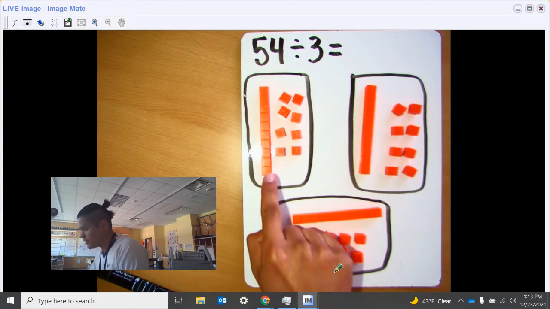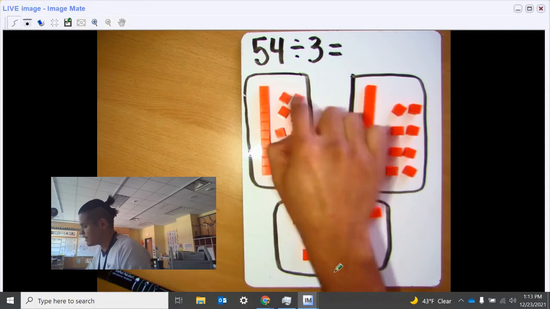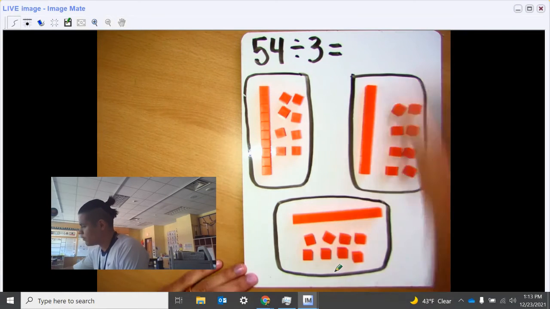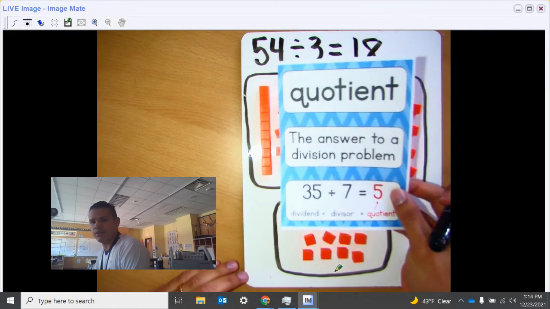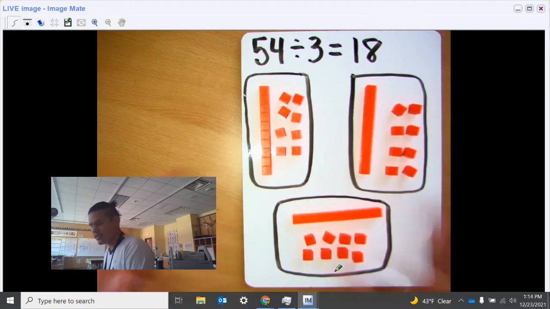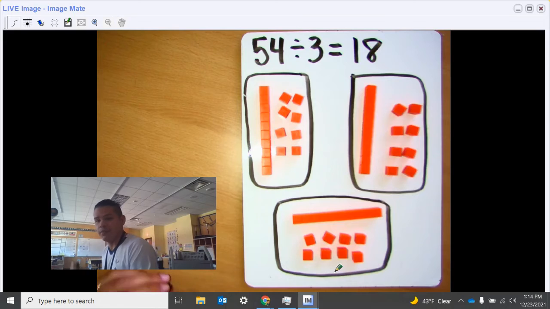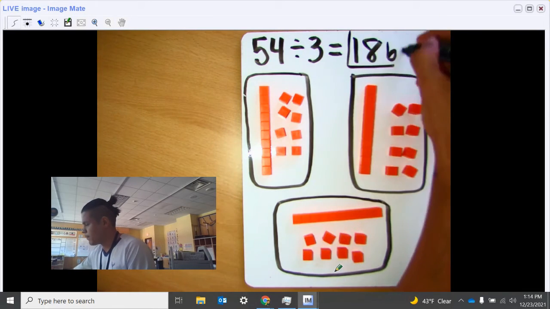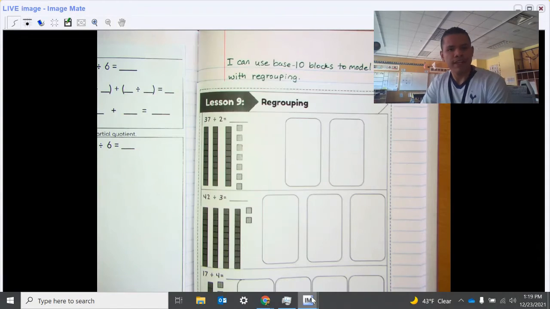Now in each one of these groups, let's see how much we have. I have 10, 11, 12, 13, 14, 15, 16, 17, and 18. And as you can see, since all the groups are equal, it is 18. So 18 is my quotient or the answer to a division problem. And because they were able to be shared equally, there aren't any base 10 blocks left over. This problem does not have a remainder. So how many books will the librarian give to each class? She will give 18 books to each class.